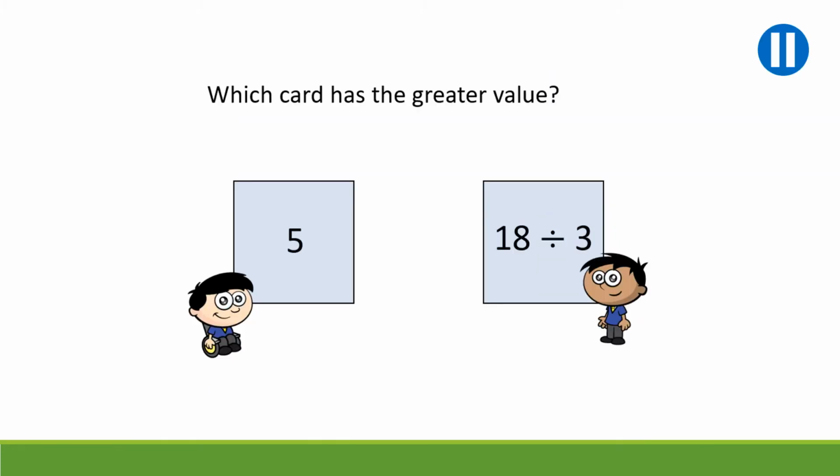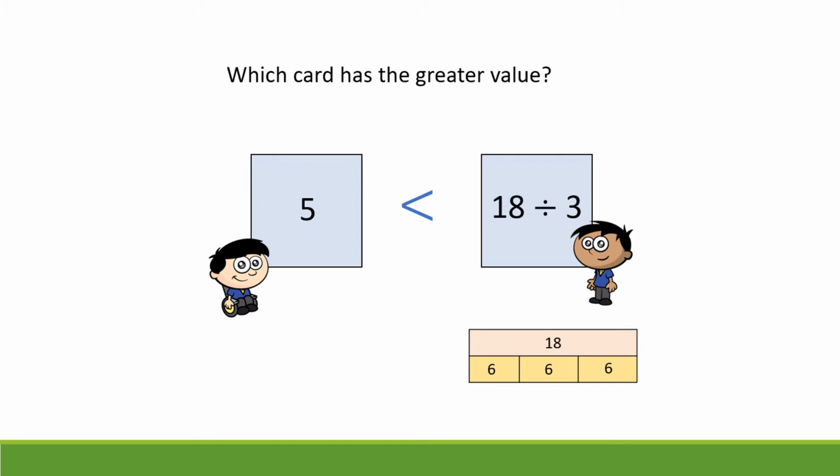Which card has the greater value? Teddy has a card with number 5 on, and Jack has the card with 18 divided by 3. So, who has the greatest value? Pause the video here to have a think.